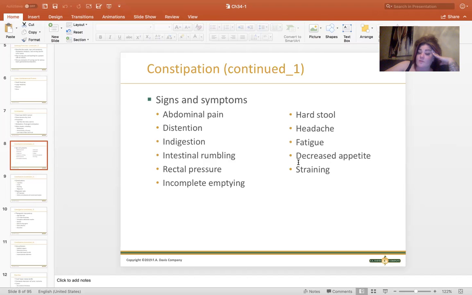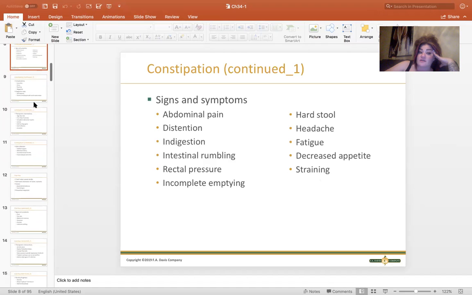And then straining. We want to really watch that, right? Because what happens when we strain? We could have tears, fissures, hemorrhoids, all sorts of issues. So we want to, again, prevent before any of this happens.